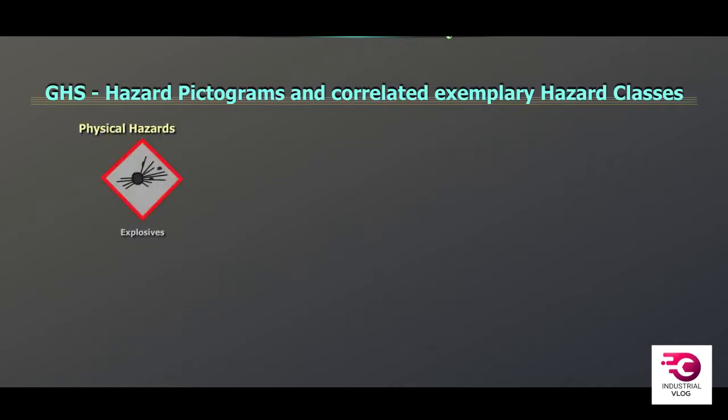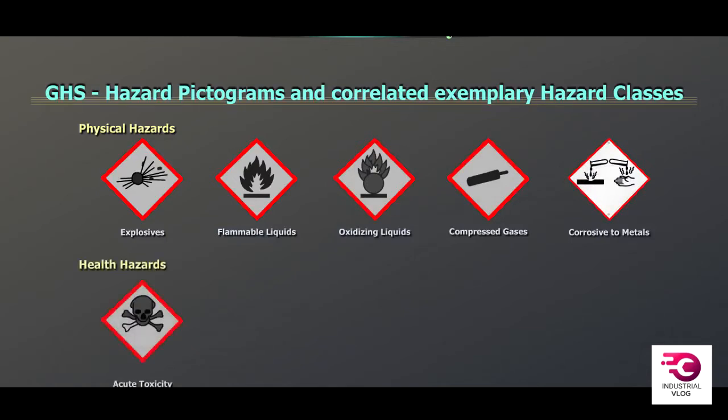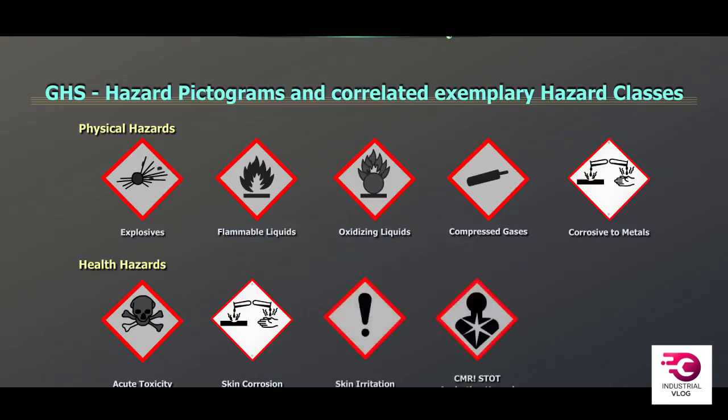Physical hazards: explosives, flammable liquids, oxidizing liquids, compressed gases, corrosive to metals. Health hazards: acute toxicity, skin corrosion, skin irritation, CMR or STOT, aspiration hazard. Environmental hazards: hazardous to the aquatic environment. Note that CMR stands for carcinogenic, germ cell mutagenic, toxic to reproduction, and STOT stands for specific target organ toxicity.